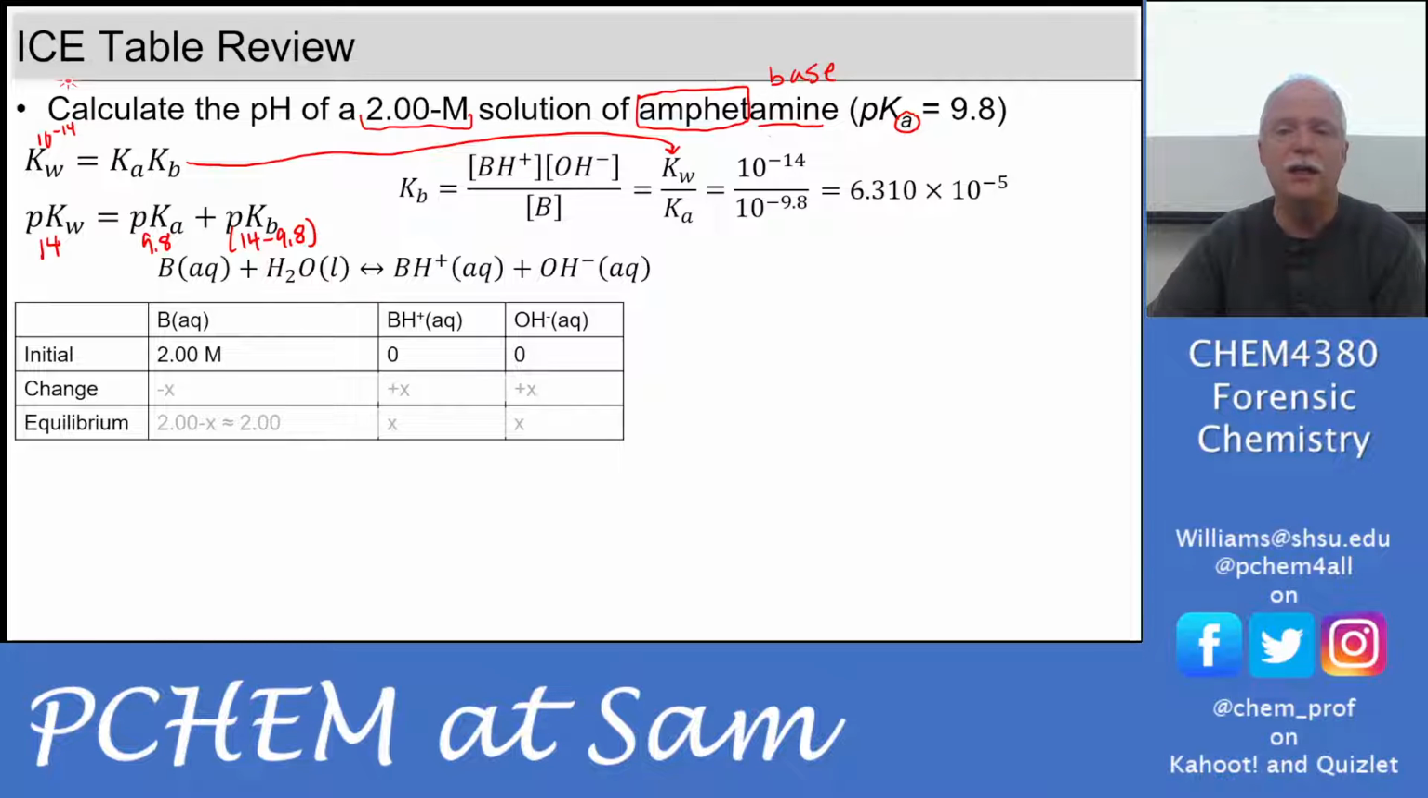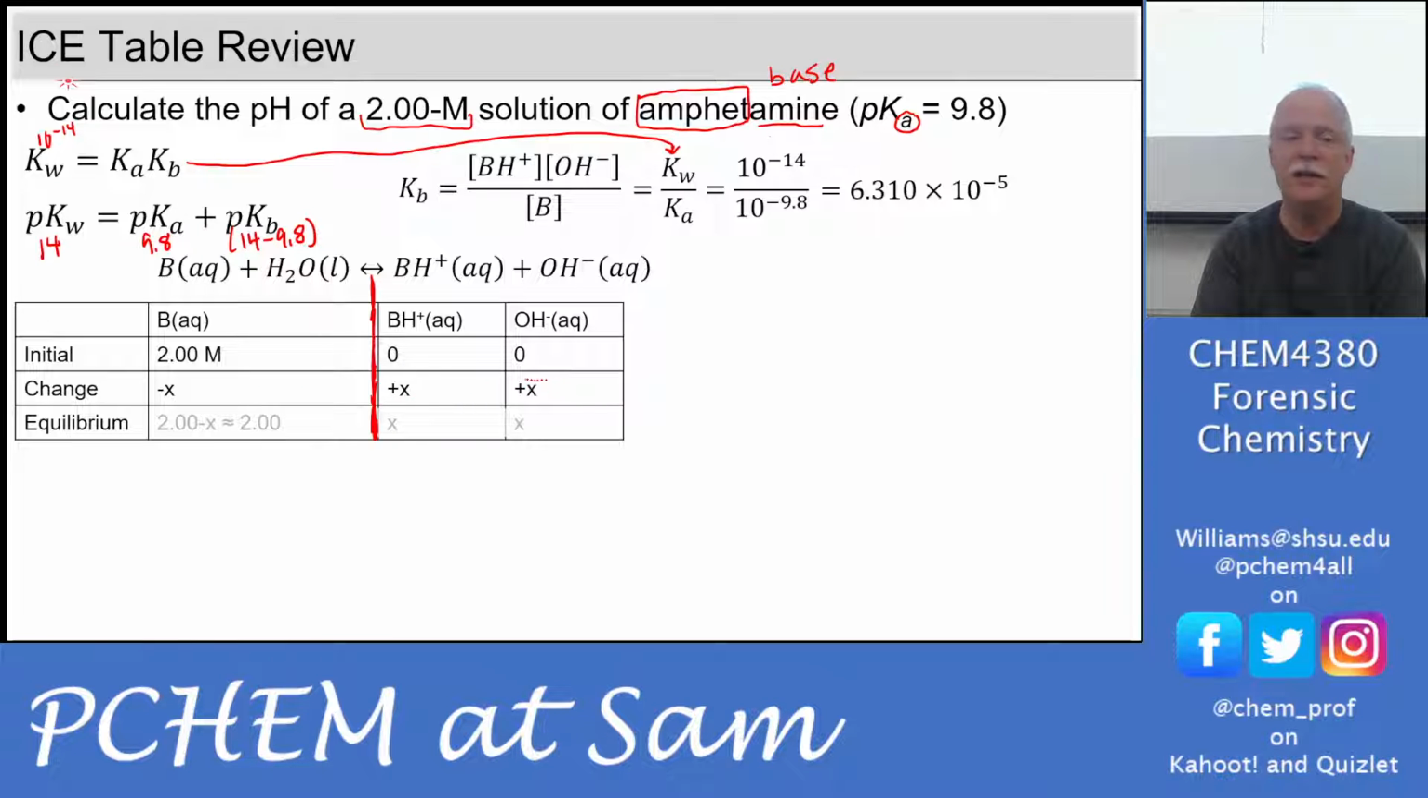Okay. So now we have our K, we have our initial conditions. How do they change? There's the plus and minus X business, right? Find your double-headed arrow, and that's what divides your ICE table. The things on the left of the ICE table are negative, so we're losing X's, which are reactants, and we're gaining products.